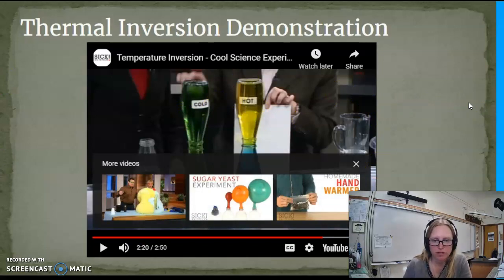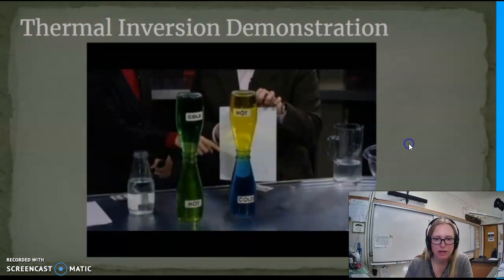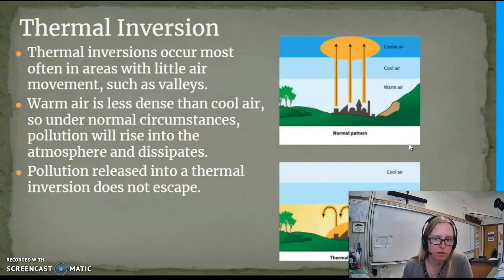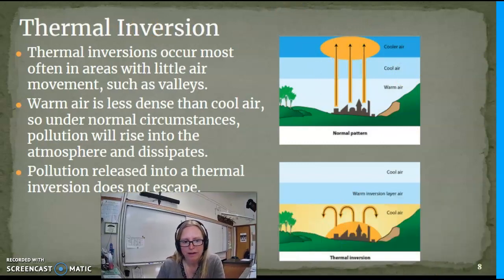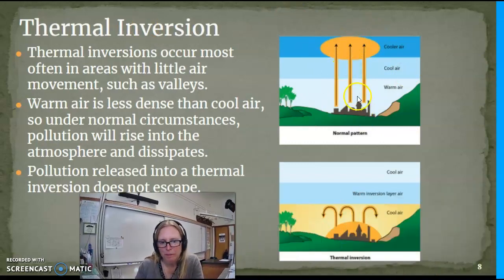We're probably not going to do it this year just because our classrooms are full and we're supposed to stay far apart. But you can really see how that inversion works using water. Here's another diagram of it. In the normal pattern, the cooler air is higher up. As you rise, the temperature decreases, and we learned that during the weather unit. But in a temperature inversion, there's a warm air layer, and this is a valley here, so that keeps the pollution trapped in.